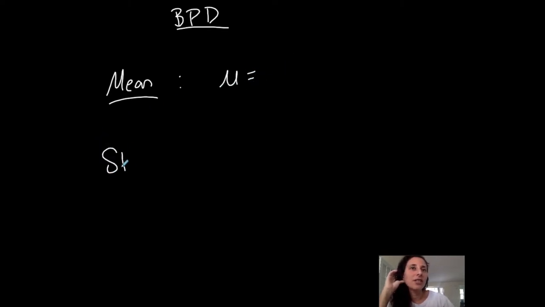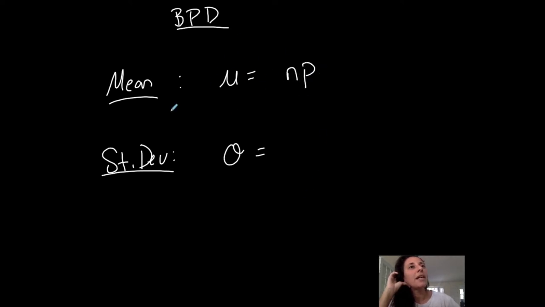event, per trial. So if I have that, then what if I'm asked to find the mean, mu, the population mean, or the standard deviation, sigma, the population standard deviation, of that scenario? Mu is n times p. So the mean of a binomial probability distribution, the average outcome, can be found by taking the number of trials times the probability of success. Small p is the probability of success.